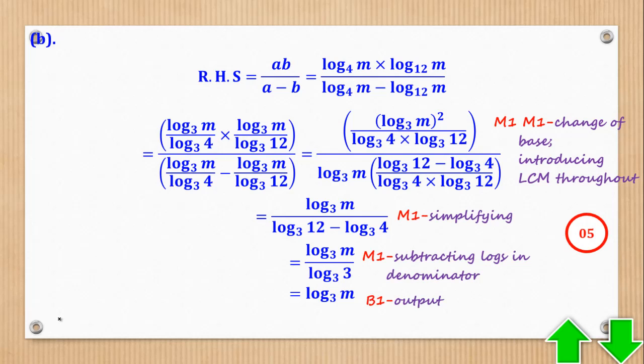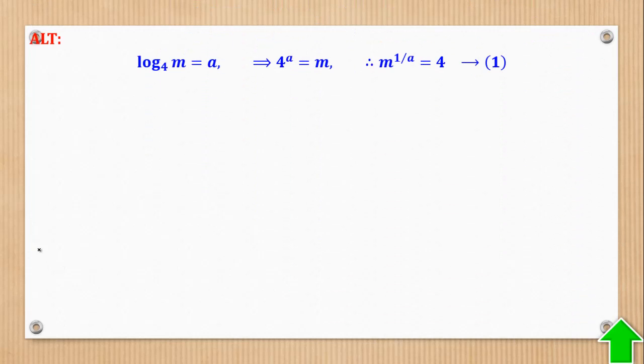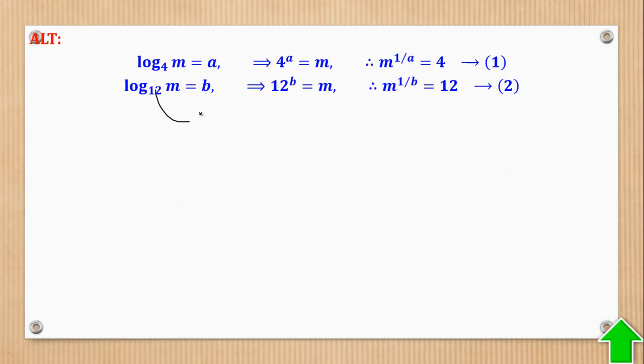So that is one way of attempting that. What if you use the method of indices by first eliminating the log and then you bring it back again? So you can say from this it implies that 4 to power a is equal to m. Then I make 4 the subject by raising everything to the power 1 over a on both sides to give you this. Then also log base 12 of m is equal to b, so 12 to power b is equal to m, which is there.